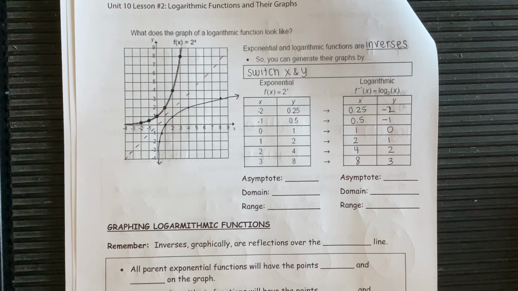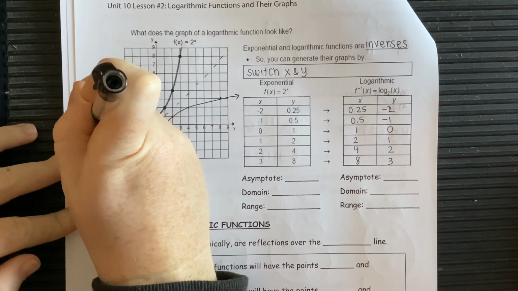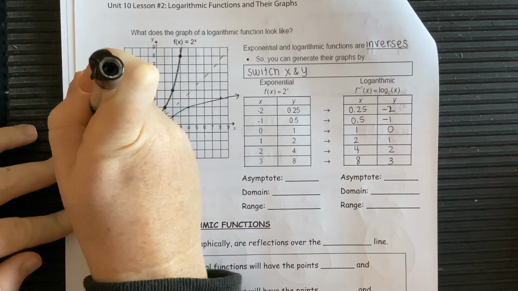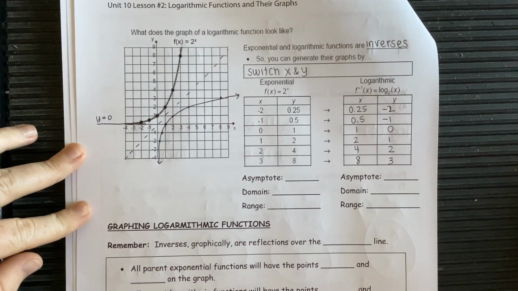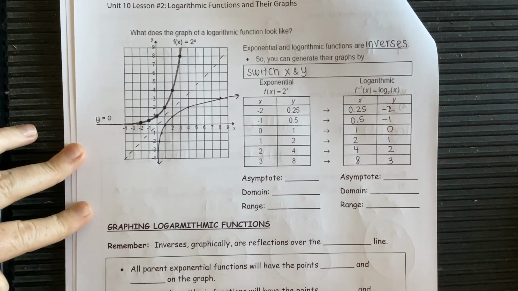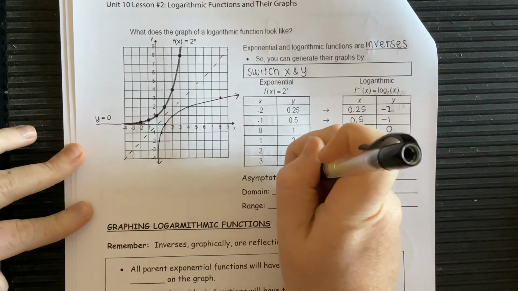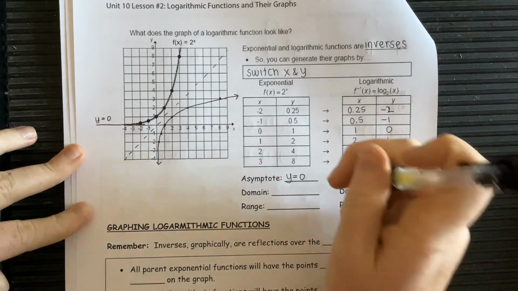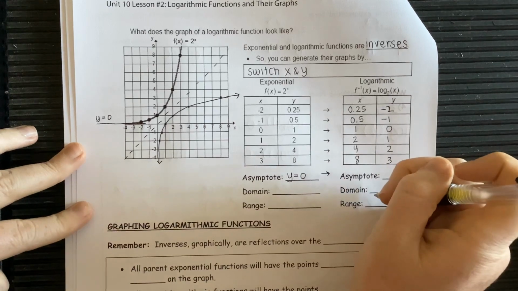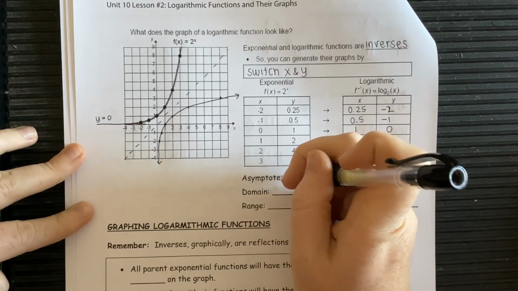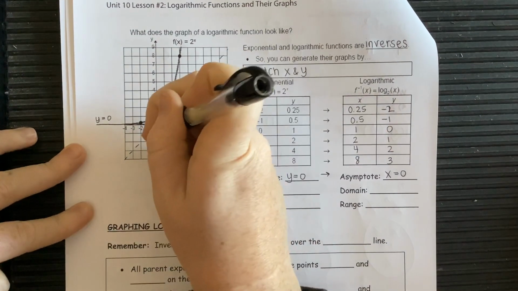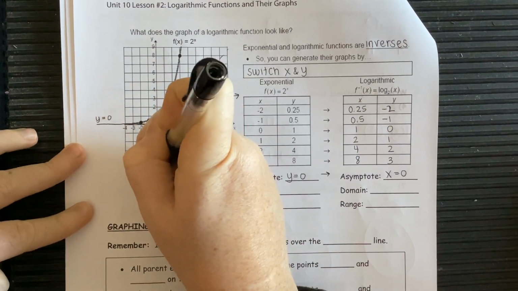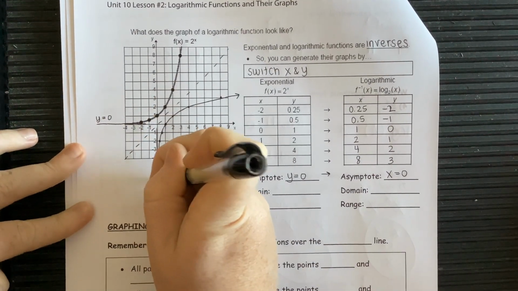So when we did exponential, you know that you had a horizontal asymptote right here at y equals 0. So in our parent function, we had horizontal asymptotes. So this was at y equals 0. When you are transforming, x's and y's flip. So instead of y equals 0 being our asymptote, now we're going to have x equals 0. So now we're going to have a vertical asymptote at x equals 0.